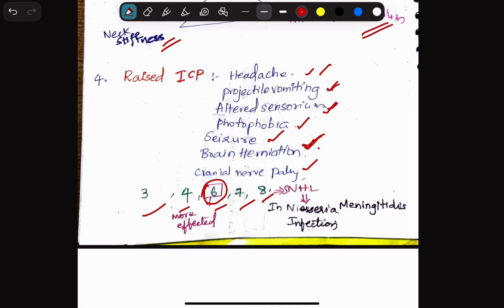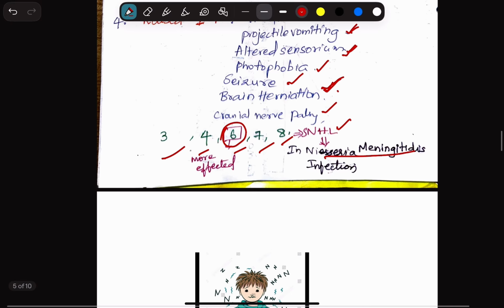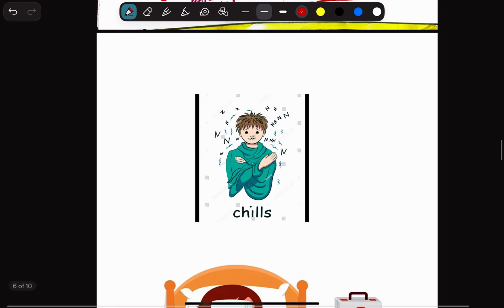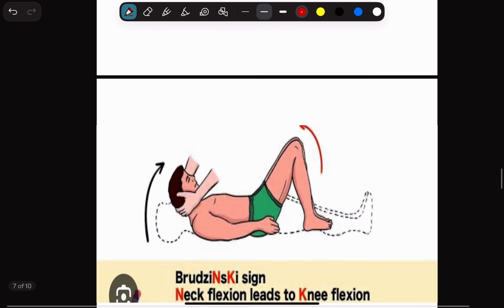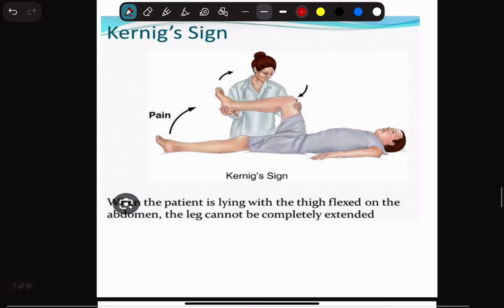If the organism causing this meningitis is Neisseria meningitidis, there will be sensorineural hearing loss in the patient. So when there is a Neisseria meningitidis infection, there will be sensorineural hearing loss. So these are chills, fever, the Brudzinski sign and the Koenig sign.